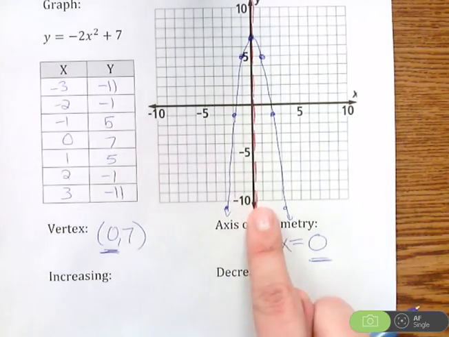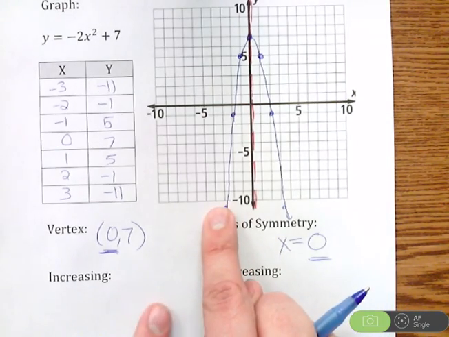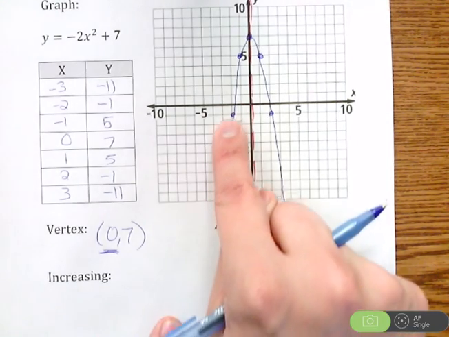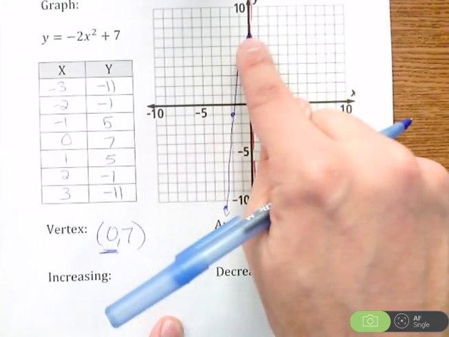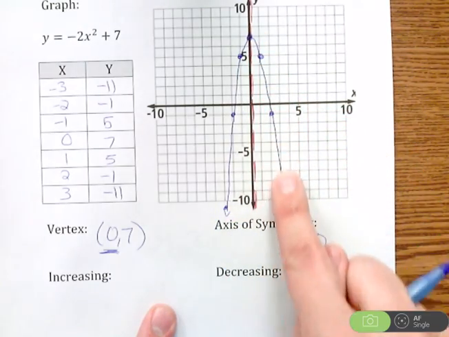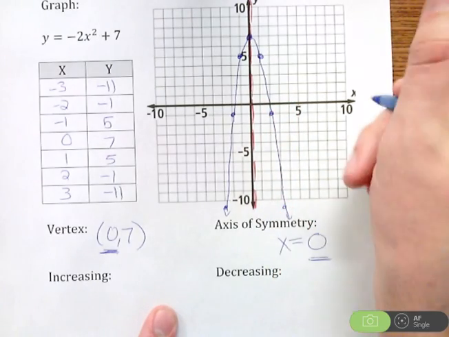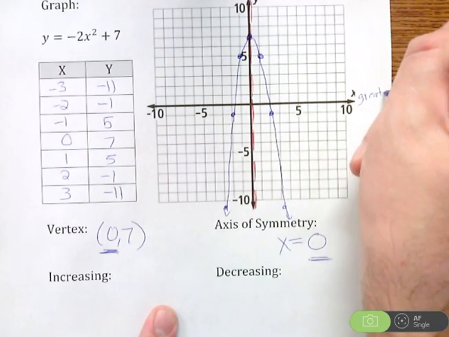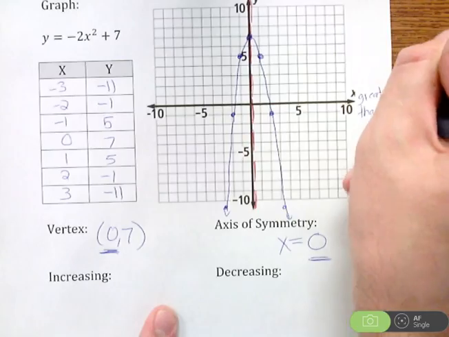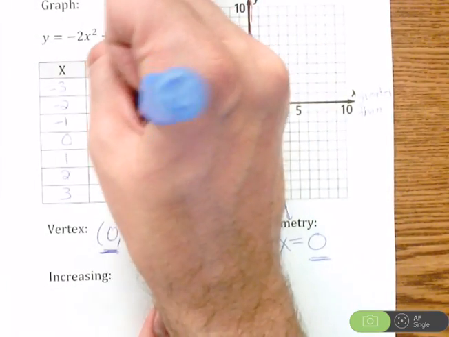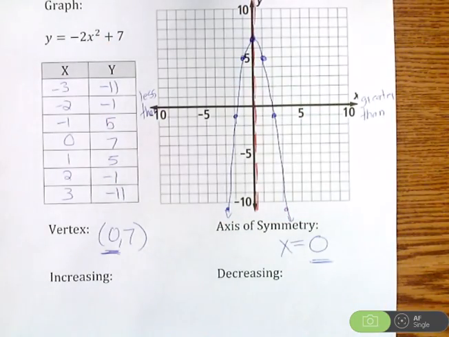You trace along the graph and move from left to right. So I'm starting on the left side here and I'm going up. So I'm increasing on the left side, and then I get to my vertex and I come down, which is starting to decrease. So I increase and then decrease. So we're going to write an inequality that represents for what x values are we increasing and for what x values are we decreasing.